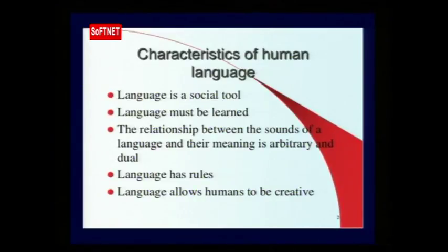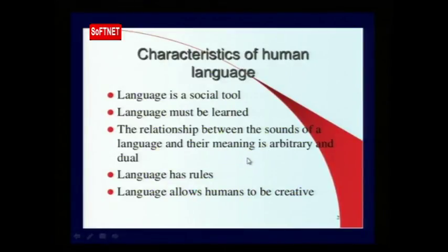The third characteristic is the relationship between sounds of a language and their meaning, which is arbitrary and dual. Now when I say the sounds of a language and their meaning, every word consists of letters, and the combination of letters makes a word, and to pronounce a word we have sounds, and therefore this sound is arbitrary and it is dual in function.